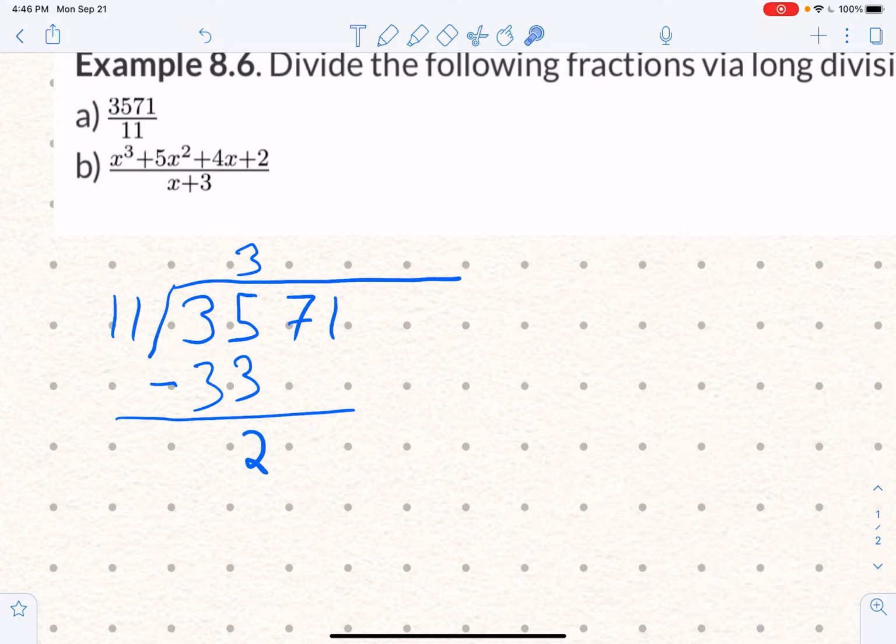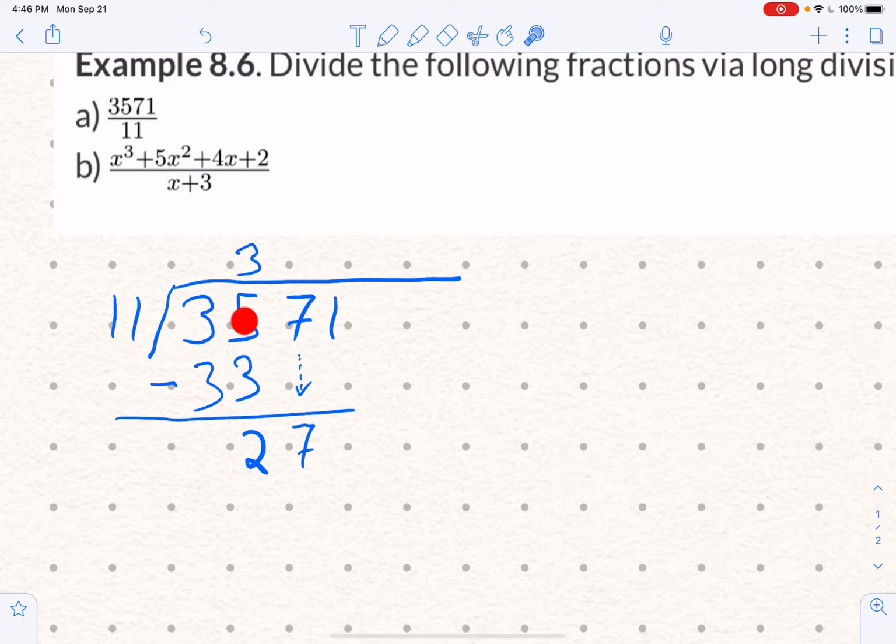Now, we look to the right. If there are more digits here, we bring the next one down. In fact, we bring down as many as we need in order to make a number here bigger than 11. It turns out that if we bring that 7 down, we will get the number 27, and that is bigger than 11. So we only need to bring down just that one. Okay, down.